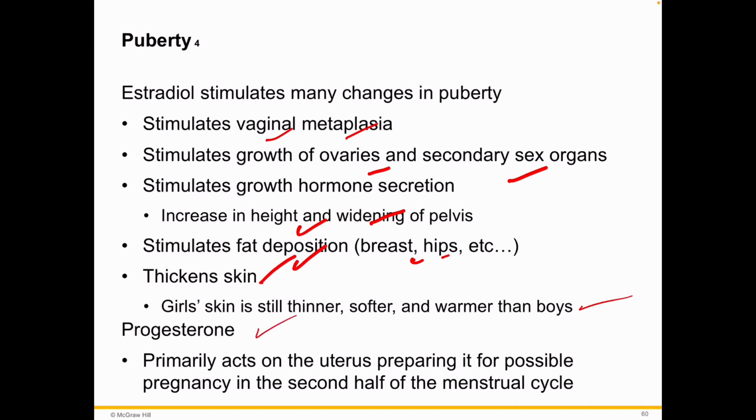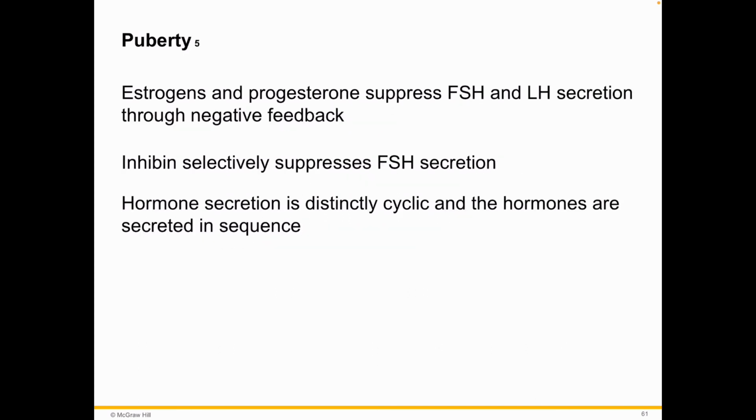Progesterone primarily acts on the uterus, preparing for possible pregnancy in the second half of the menstrual cycle. Estrogens and progesterone do suppress follicle stimulating hormone and luteinizing hormone secretion through negative feedback. We definitely know that. Inhibin selectively suppresses follicle stimulating hormone secretion. Hormone secretion is distinctly cyclic, and the hormones are secreted in an order.